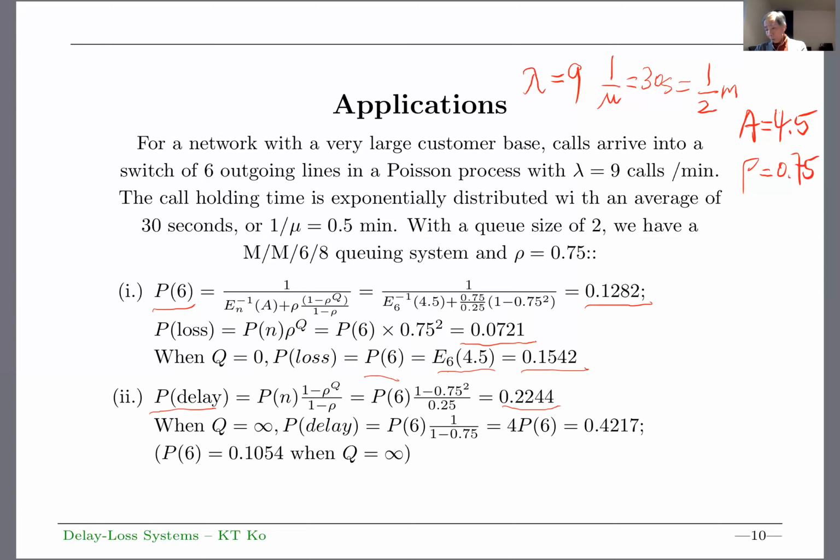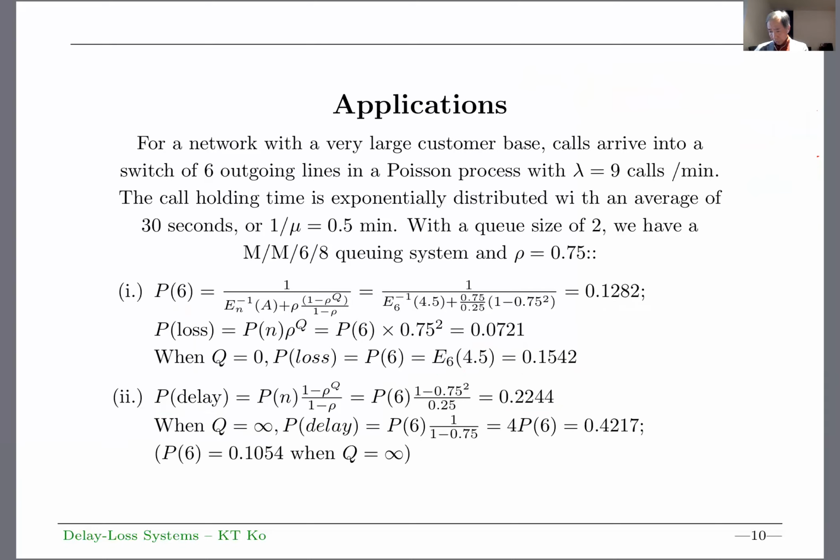What about when Q is infinite? That gives you about 42% delay. That means all the jobs are held in the infinite buffer, in the infinite queue, so the servers keep busy, and therefore more people are waiting. So this is the application, and that's the way you could possibly see those concepts.